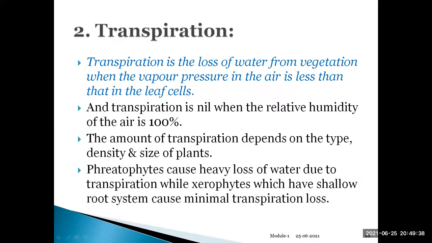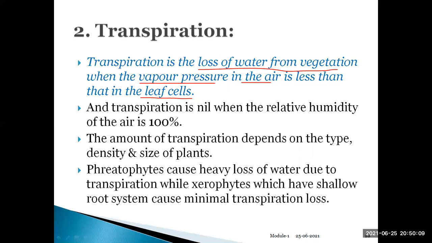And the second component of the hydrological cycle is transpiration. So what is transpiration? It is a loss of water from vegetation. Transpiration means the loss of water which occurs in plants. It is the loss of water from vegetation when the vapor pressure in the air is less than that in the leaf cells.